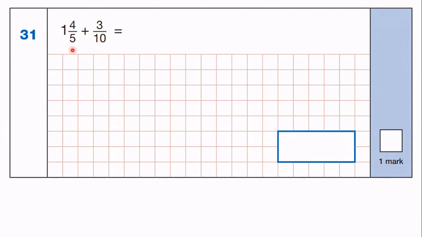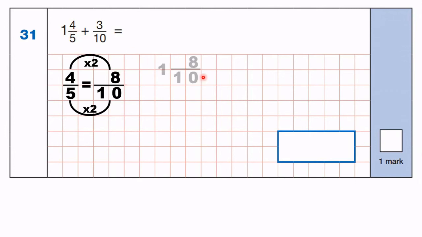Question 31. 1 4/5 plus 3/10. So to add fractions, we need the denominators to be the same. So we can start by finding an equivalent fraction to 4/5 with a denominator of 10. 5 times 2 is 10, and 4 times 2 is 8. So instead of 1 and 4/5, we can rewrite our question as 1 and 8/10 plus 3/10.